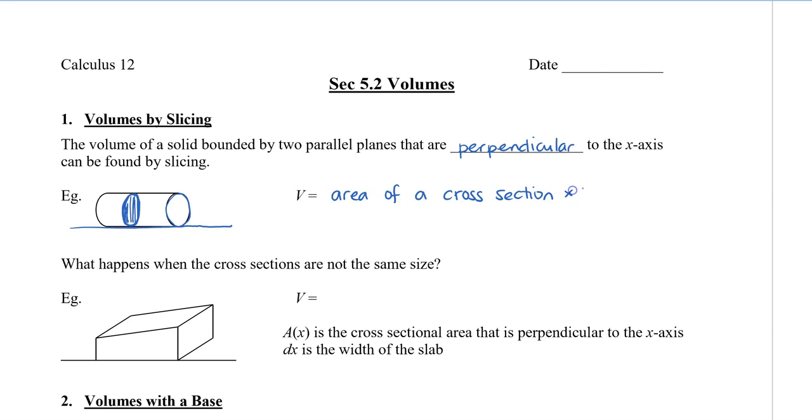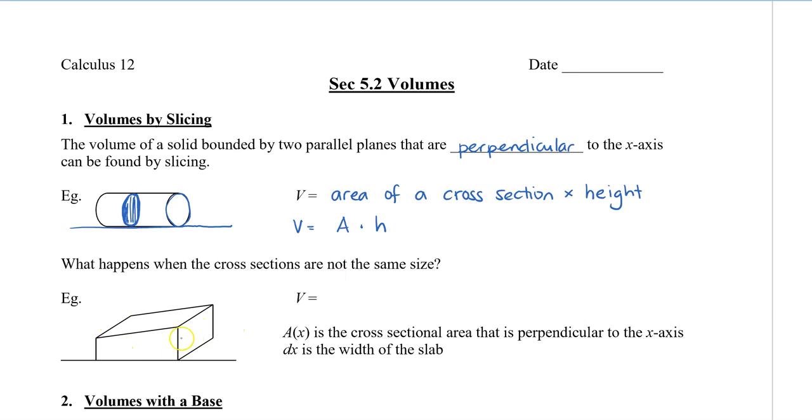But then I need to multiply that by my height, or I guess in this case it's my length since the cylinder is lying down. But I'm still going to just call it height to make it easy. So the volume is equal to the area times the height. This is quite straightforward because the circle is the same size whether it's from the left end to the right end. But what happens when the cross sections are not the same size?